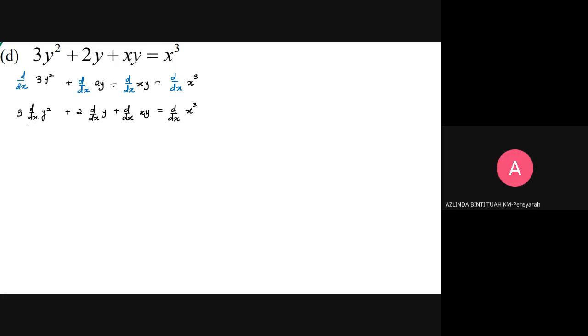Okay, the first one we're going to apply the power rule. The second term will be dy dx. The third term, using the product rule, because we can see x times y. And this one we're going to use the power rule. Yes, madam. Okay, start, Meredith.